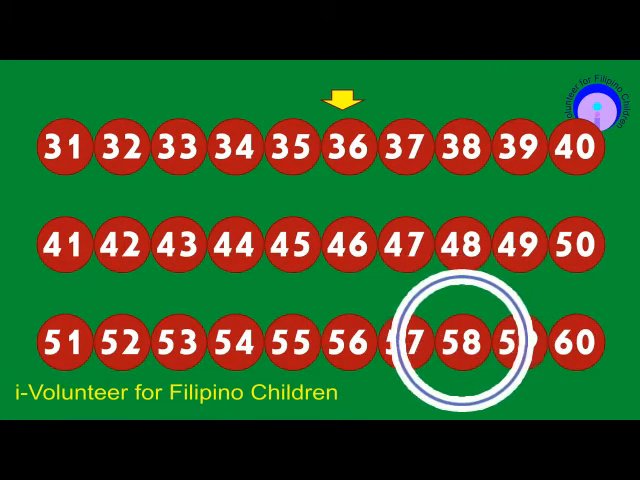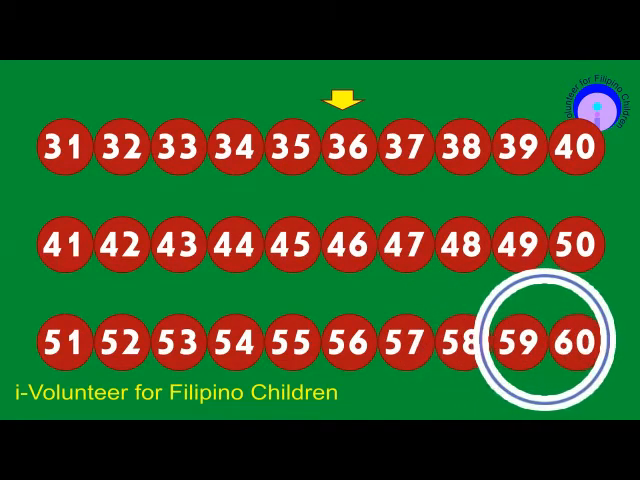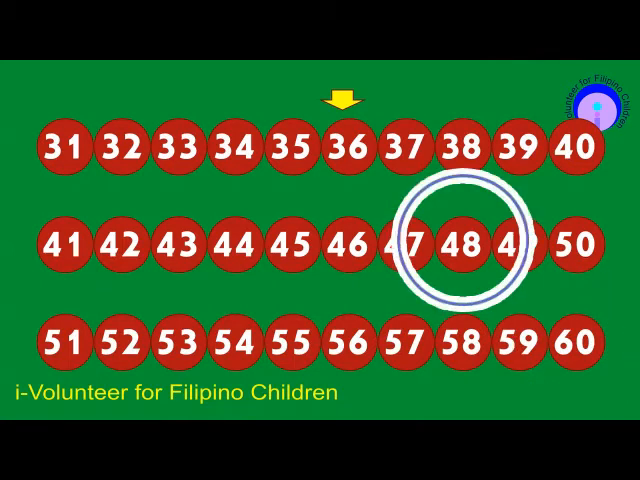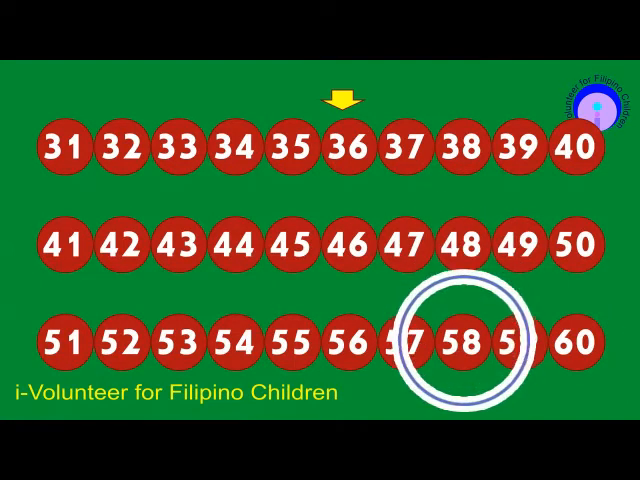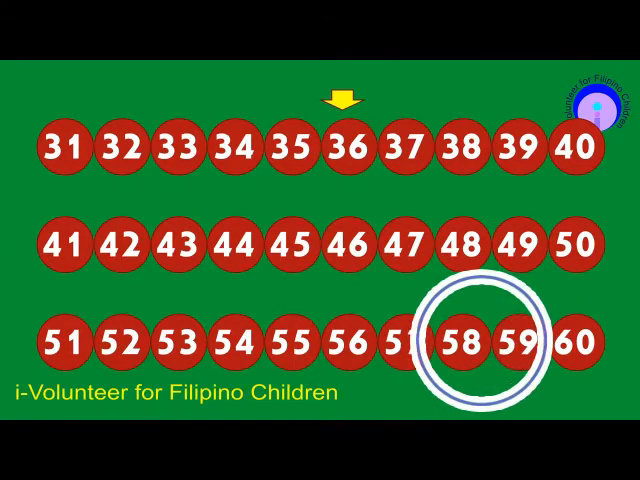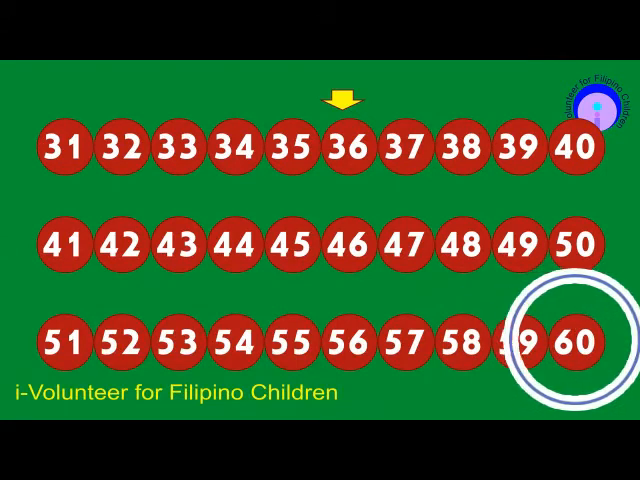Can you guess? 48 plus 10 is equal to 58. Plus 2 is equal to 60. I repeat, 48 plus 10 is equal to 58. Plus 2 is equal to 60. Can you guess what is next after 60?